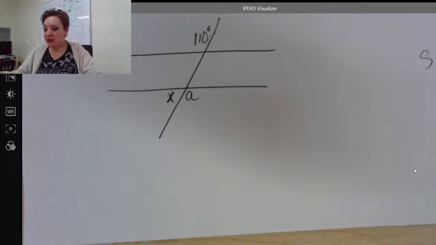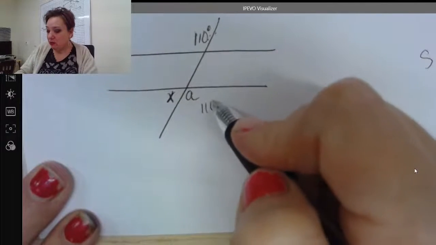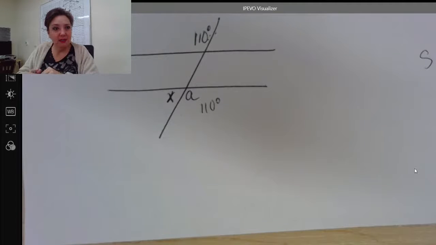They're alternate exterior. And we know alternate interior or exterior are congruent. So if this is 110, this one's also 110. Y'all see how that works?